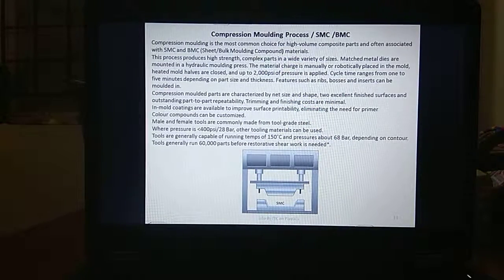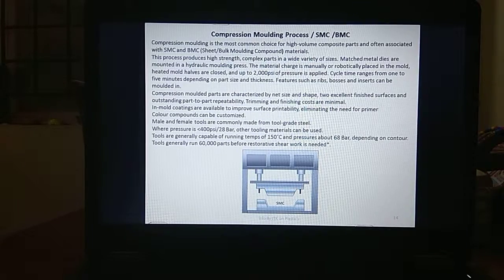Machined metal dies are mounted in a hydraulic molding press. The material charge is manually or robotically placed into the mold, and in this process the mold is heated. The heated molds are closed and high pressure is applied.